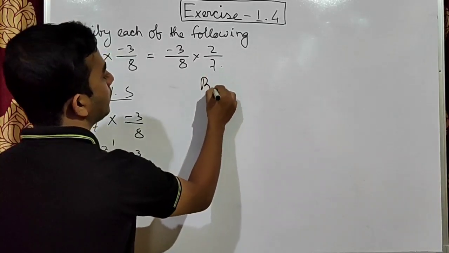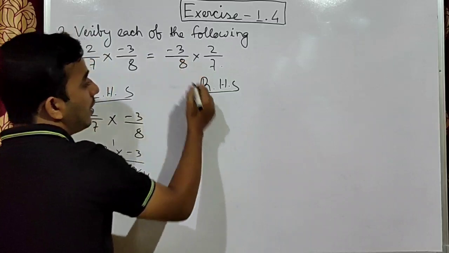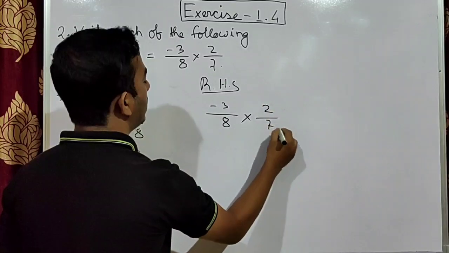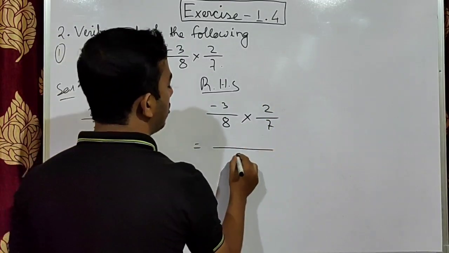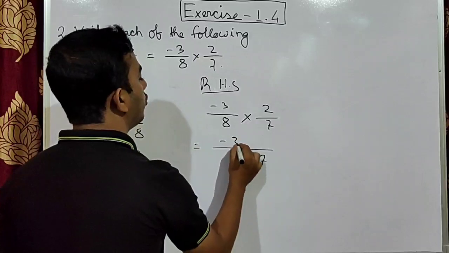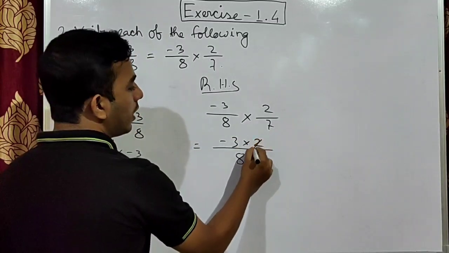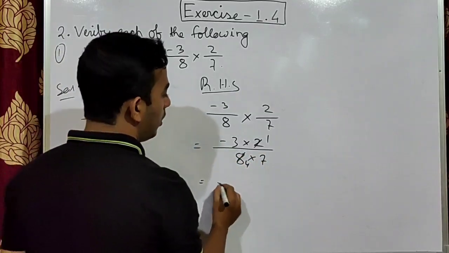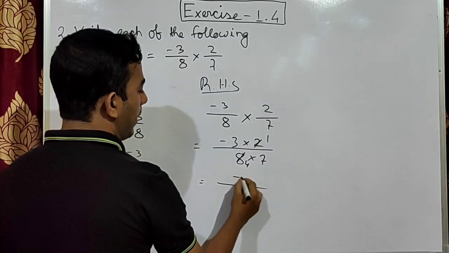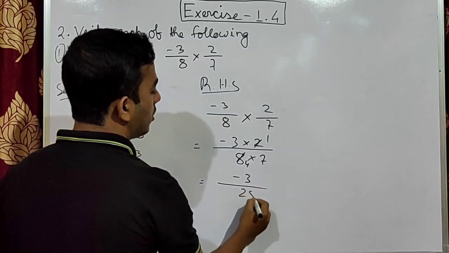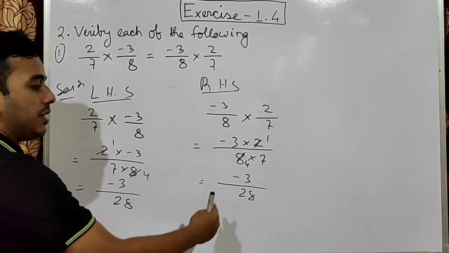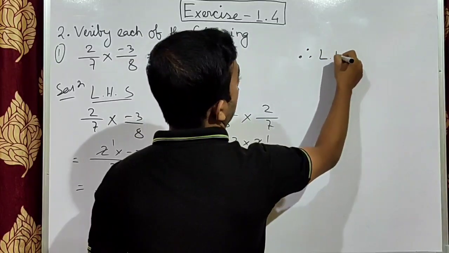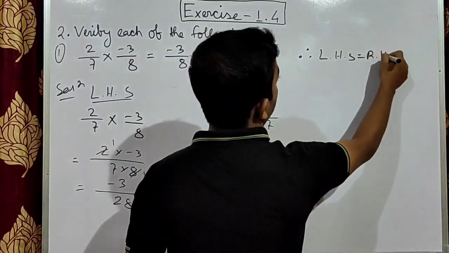Now RHS. Right hand side is minus 3 by 8 into 2 by 7. Here also we have to multiply denominator with denominator and numerator with numerator. So numerator is minus 3 into 2. Here also again we can cancel, 2 into 1 is 2, 2 into 4 is 8. Clear? So minus 3 into 1 is minus 3, and 4 into 7 is 28. Look, LHS is minus 3 by 28, RHS is also minus 3 by 28. So we'll write therefore LHS equals RHS. Verified.